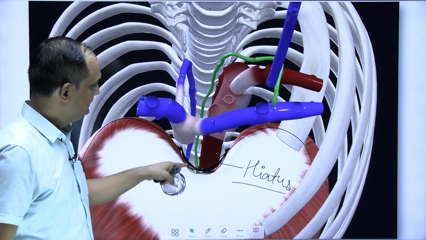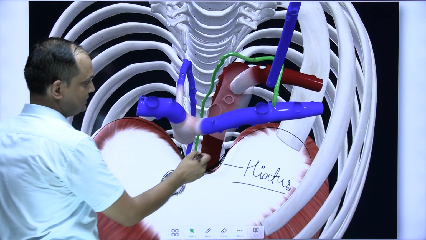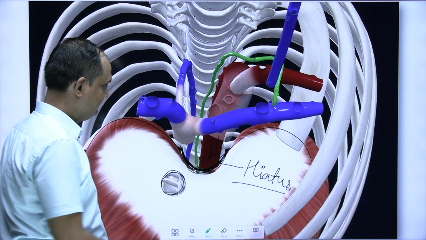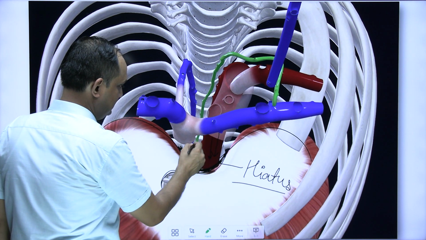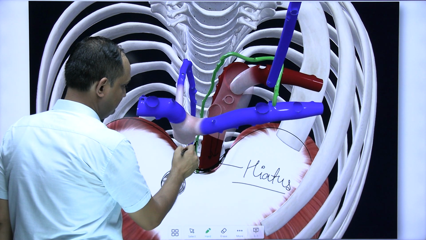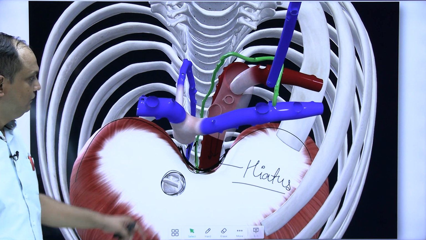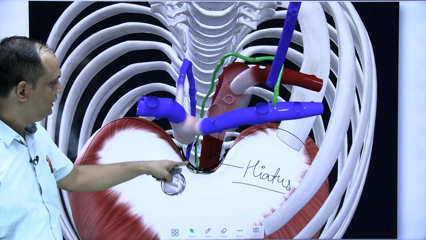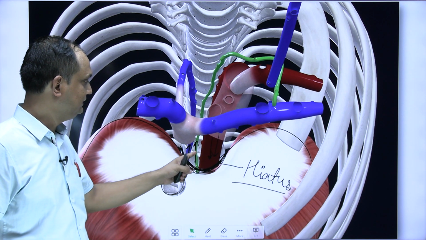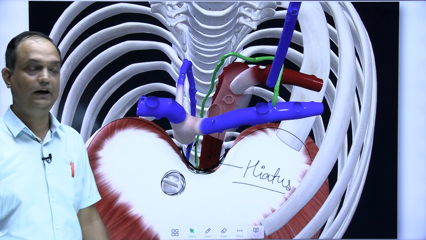Here in this area you can see there are three structures. This is your aorta, which is going downward, this is your lymphatic, that is your thoracic duct, and this is your vein, that is your azygos vein. So, when you see the gap posteriorly, you have three structures: aorta, thoracic duct, and azygos vein.